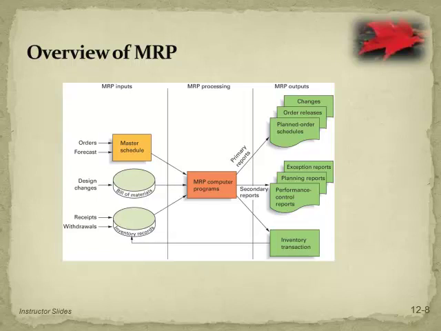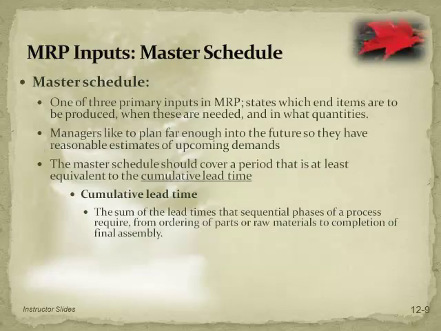So basically, we're just going to be taking this information from the database that exists, and the MRP program is going to be processing it. And then there are some outputs that come out of MRP, and we'll talk more about those outputs in later slides in this chapter. So let's go into the inputs, beginning with the master schedule.